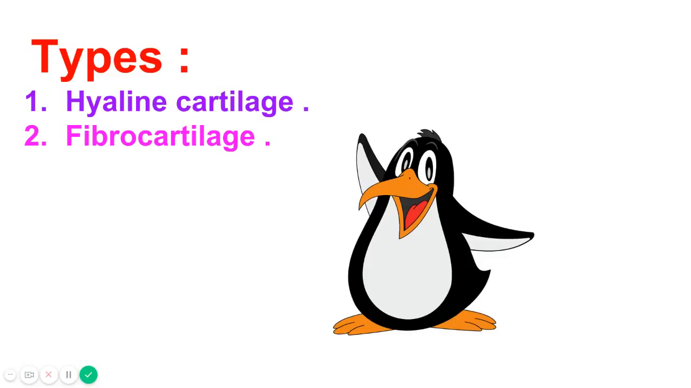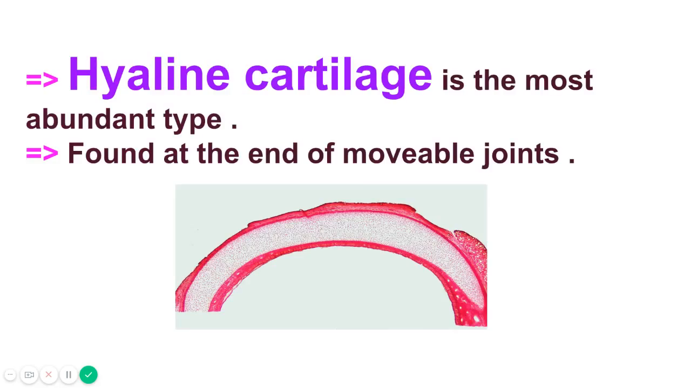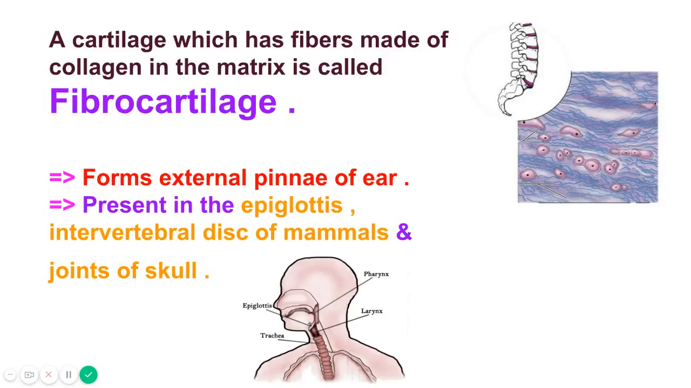There are 2 types, hyaline cartilage and fibrocartilage. Now let's see what hyaline cartilage is. It's the most abundant type. It is found at the end of movable joints. Whereas a cartilage which has fibers made up of collagen in the matrix is called fibrocartilage. It has fibers. That is why it is known as fibrocartilage. It forms the external pinnae of the ear, is present in the epiglottis, intervertebral discs of mammals, and joints of the skull.